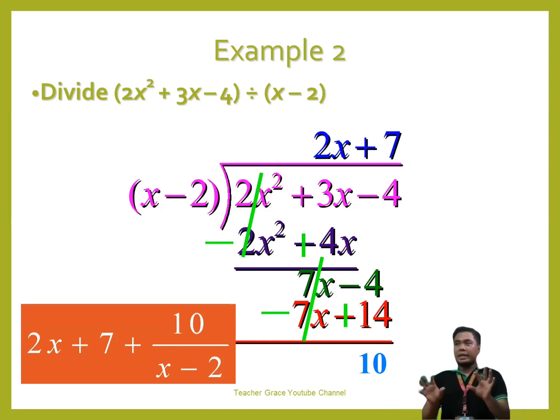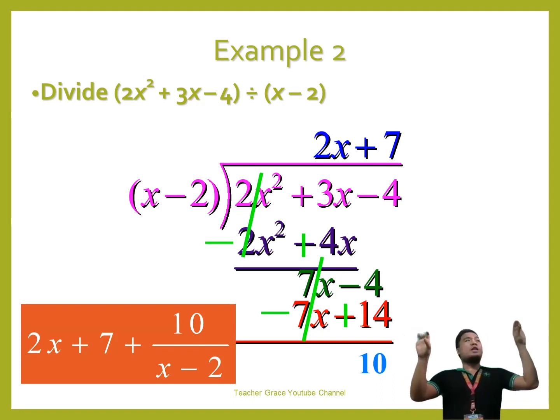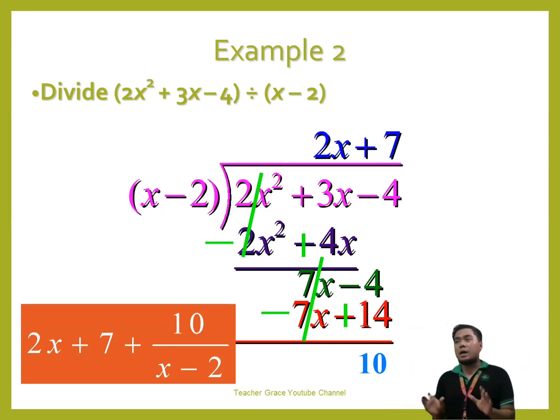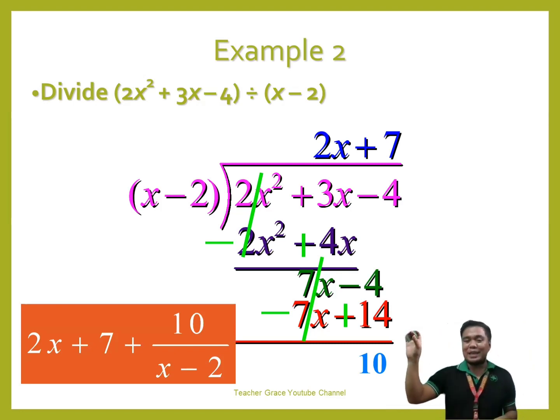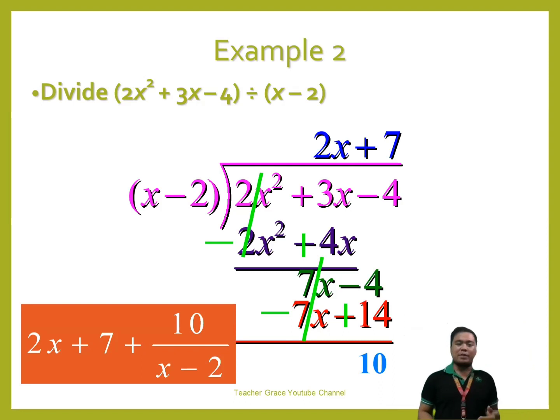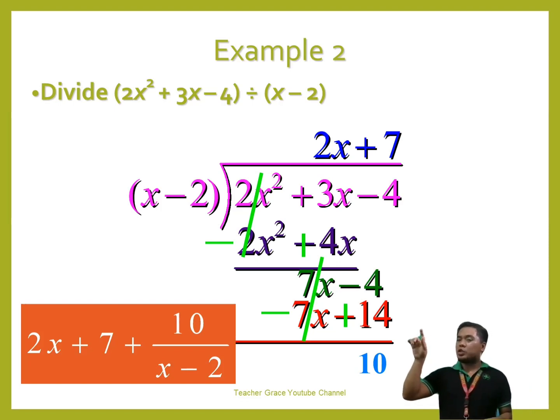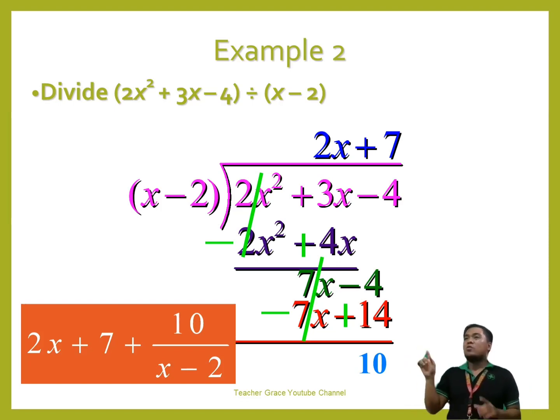Okay? So again, first term of your dividend divided by the first term of your divisor. So the first term of our dividend is 2x squared divided by the first term of our divisor, which is x. So 2x squared divided by x is 2x. So that will be your first quotient. Tapos, pag may 2x na, anong gagawin mo ulit? I-multiply mo sa entire divisor. So 2x times x is 2x squared. 2x times negative 2 is negative 4x.